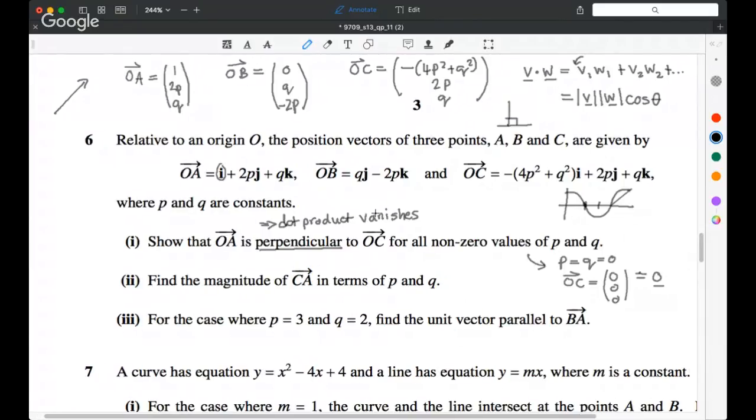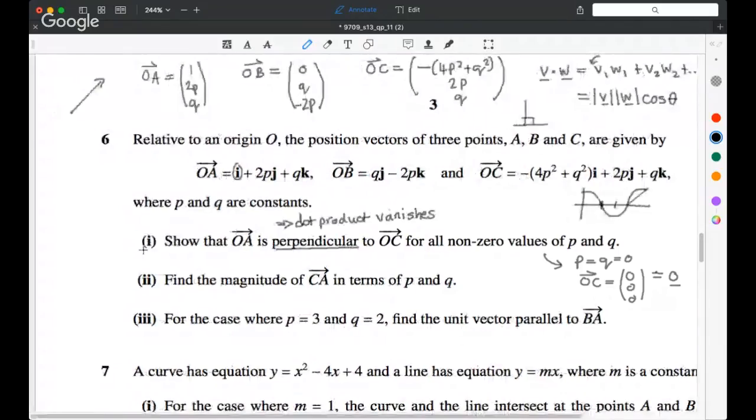The key point to realize here is that vectors are kind of like giving someone direction somewhere. This one is saying if you want to get from the origin to A, you need to go 1 in the x direction, 2p in the y direction, and q in the z direction. I shouldn't say x, y, z, the i, j, k direction. This might not be real space. This might be some fancy physics problem. You could have any number of dimensions in general. So really, it's just direction.